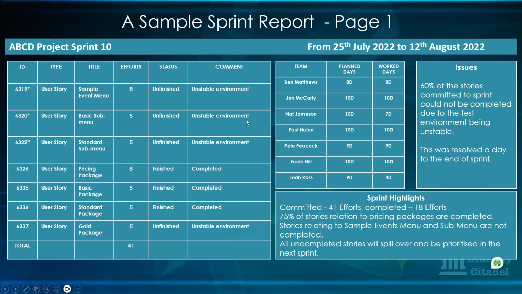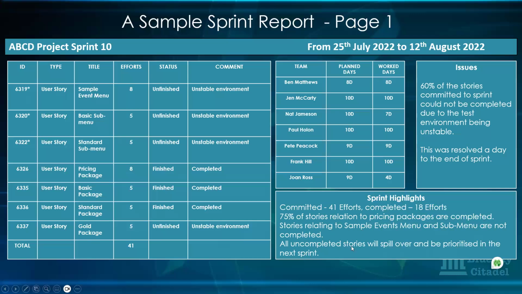So other stakeholders might not be bothered about all this long information you've put here. It could be for maybe the product owner or the team lead and all that. But these highlights could be what is most important for either the product owner or other stakeholders that would get their hands on the report, to say they committed 41 efforts, they completed 18. 75% of the stories in relation to pricing packages were completed. As you can see, the ones that have pricing packages were completed apart from the gold package. And then you could see that stories relating to the menus and all that were the ones that were not completed because of the unstable environment.